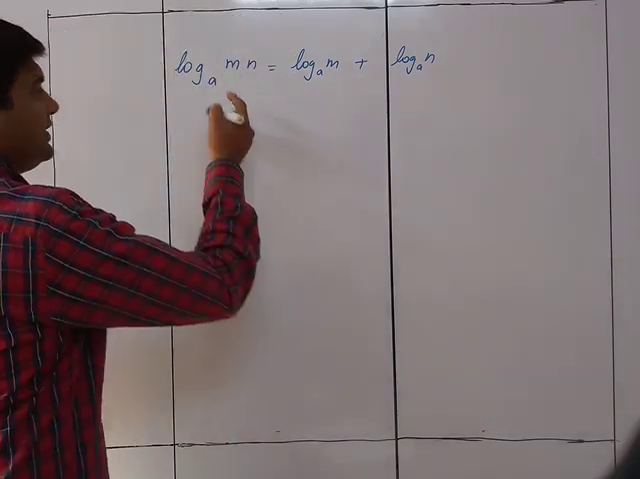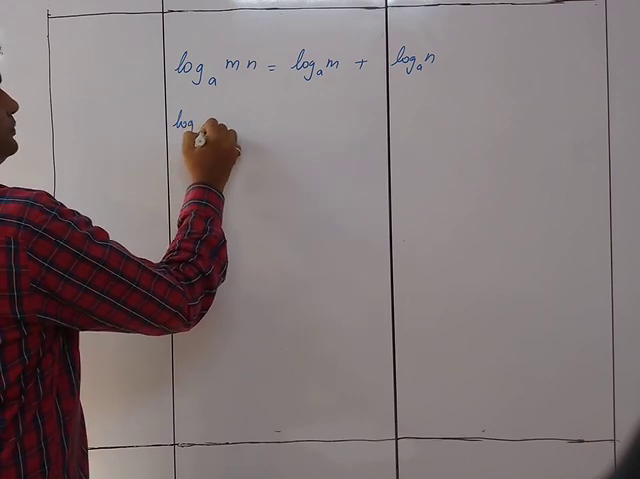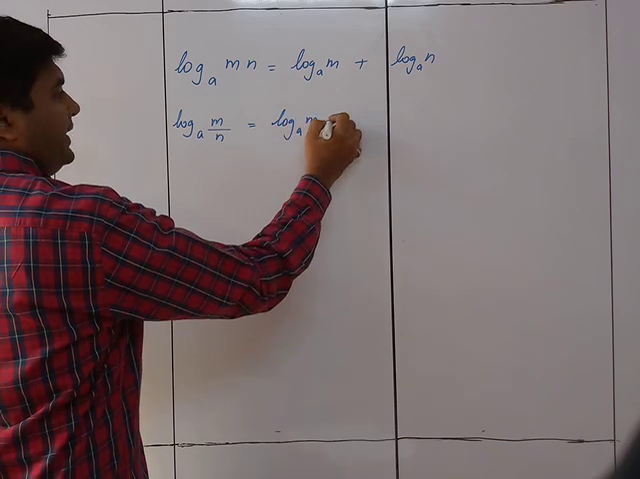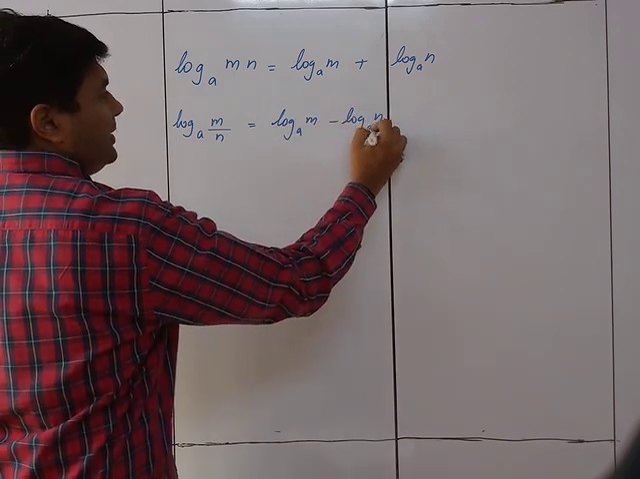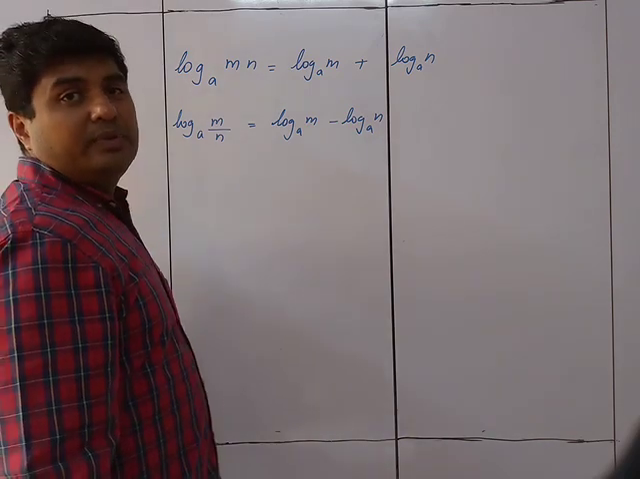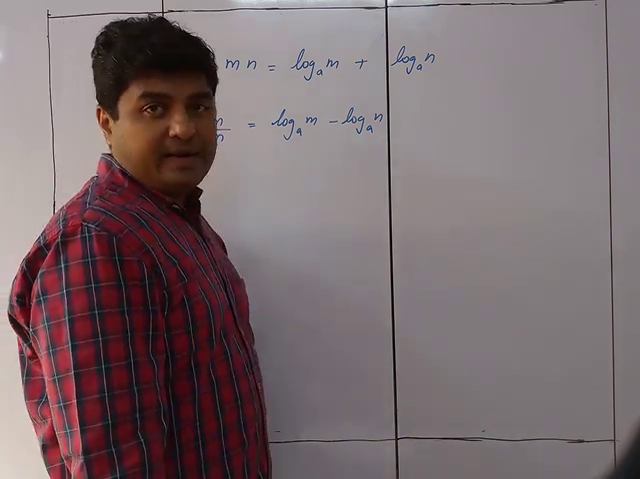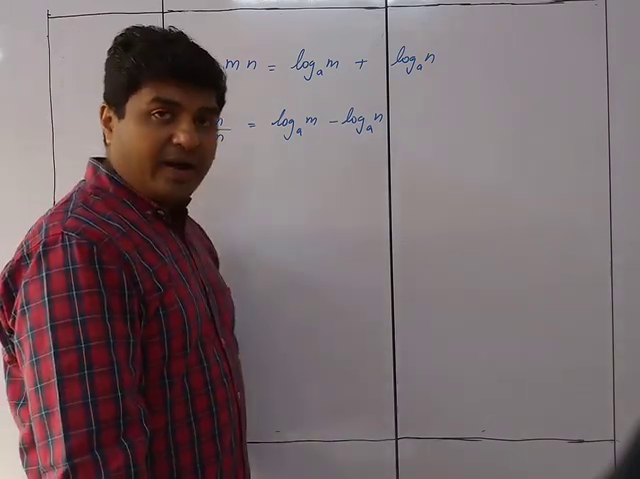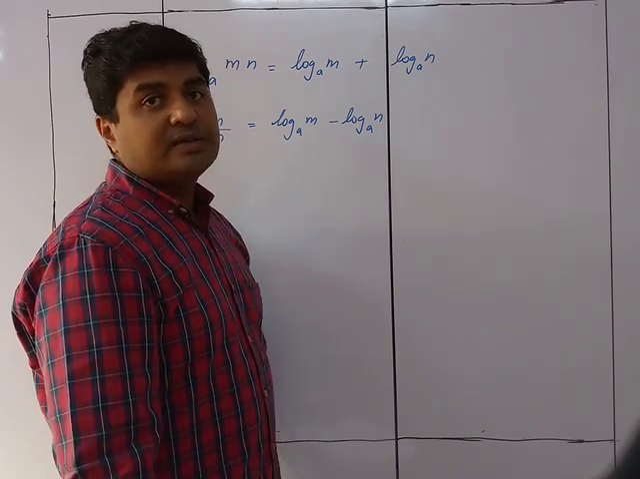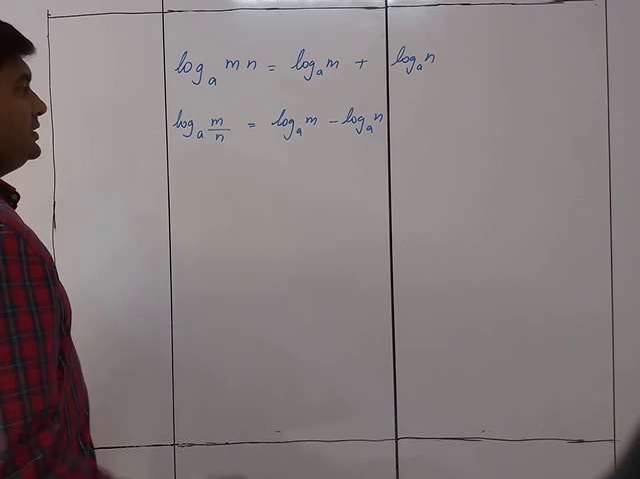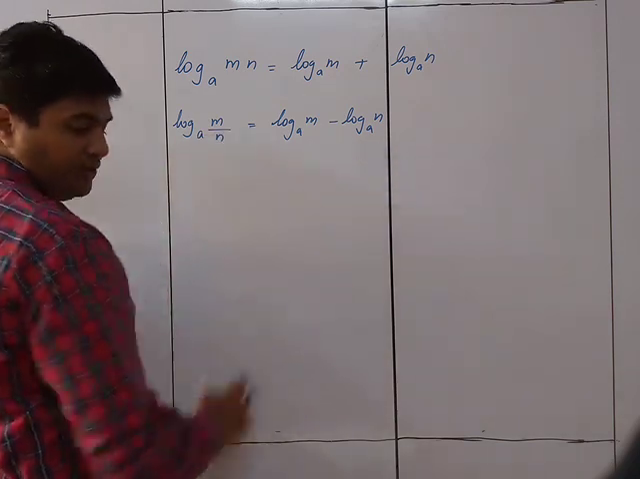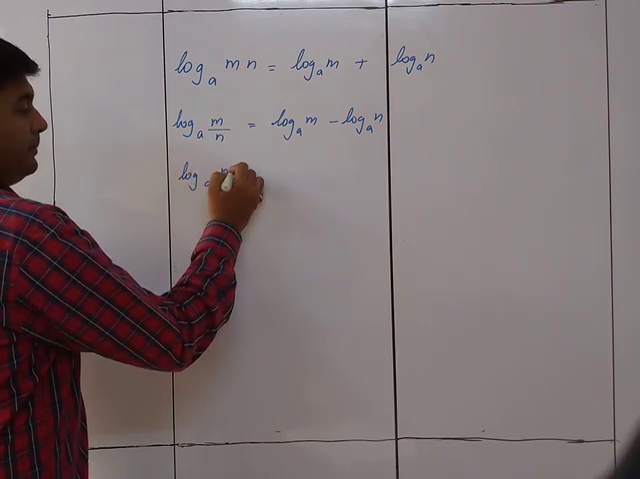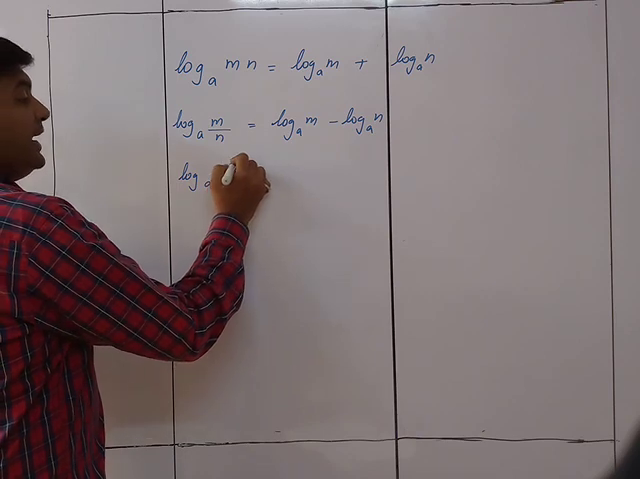The same thing happens in case of division. Log of m upon n will be equal to log of m to the base a minus log of n to the base a. So if the two logs are to be subtracted, that means the numbers are to be divided. So log of m upon n is equal to log of m minus log of n.